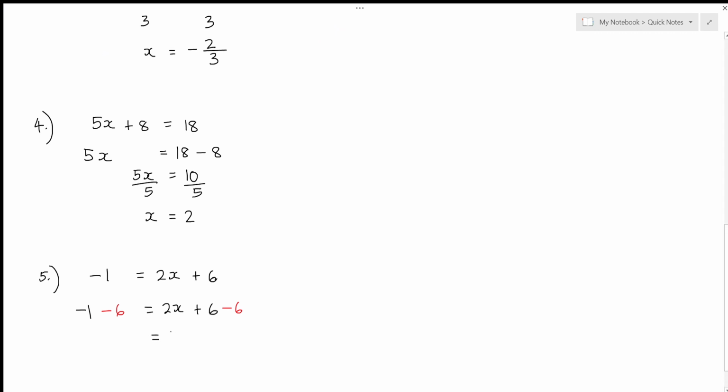2x equal to negative 7. And then what you've got to do is divide by 2 on the right-hand side, therefore divide by 2 on the left-hand side. And your answer is going to be x equal to negative 7 over 2.